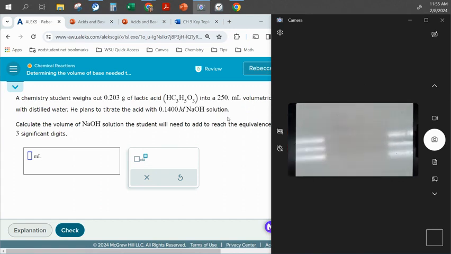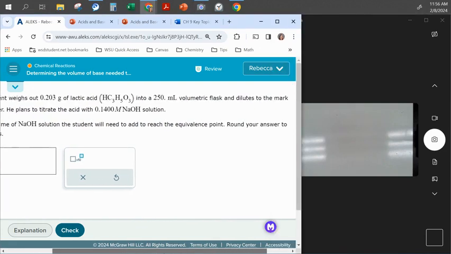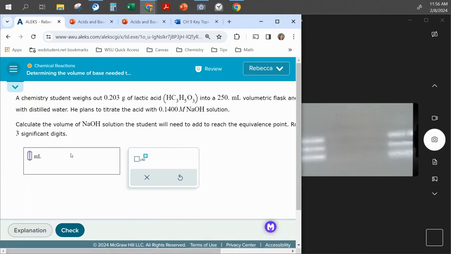All right, this is the titration equation, or the titration calculation. So this one, they're going to give you the acid because it's going to be a weak acid, and it might be kind of a weird acid. So we have a mass. The student weighs out 0.203 grams of lactic acid into a 250 milliliter volumetric flask and dilutes to the mark with distilled water. He plans to titrate the acid with 0.1400 molar sodium hydroxide.